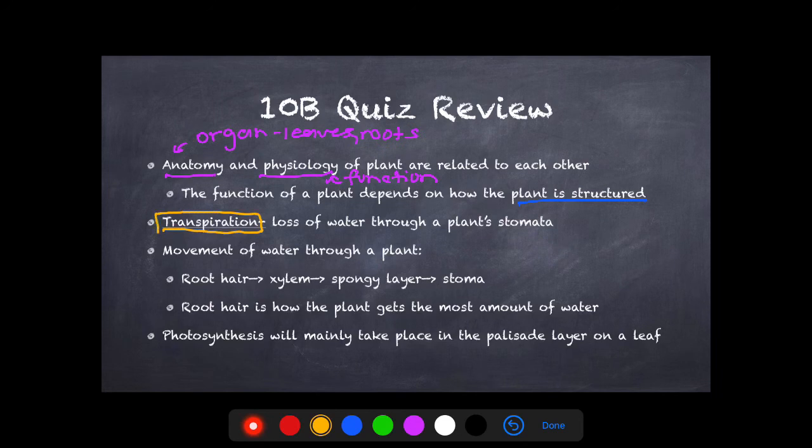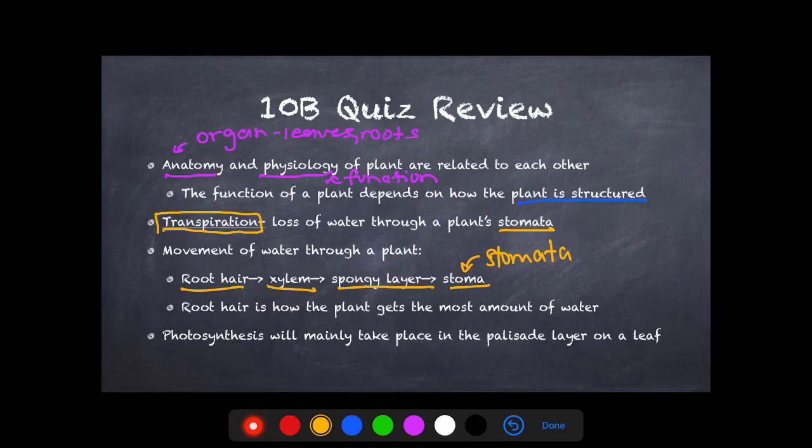We also learned about a definition called transpiration, which is the loss of water through a plant's stomata. Remember, transpiration is water moving from the root hair, which is in the soil, through the xylem, which is specific for water, through a spongy layer, and then to the stoma, also known as stomata. You can write stomata or stoma, they're the same thing. That's literally how water is moving through the plant.